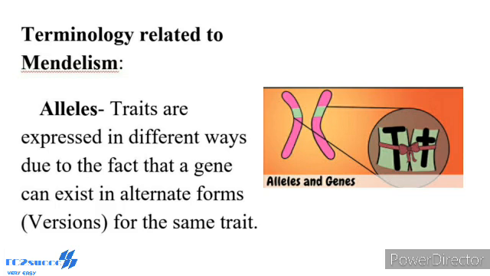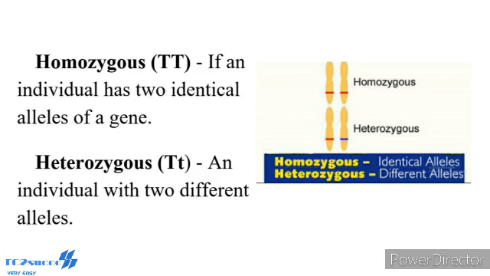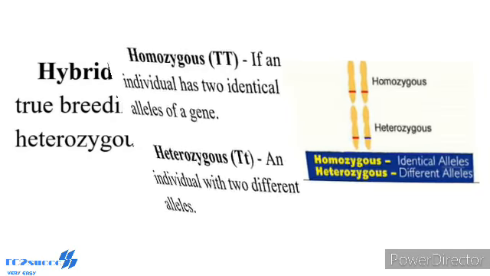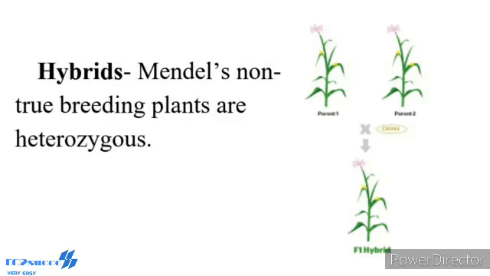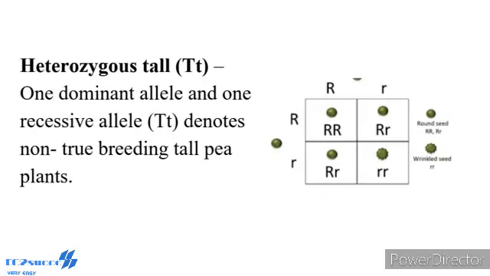Terminology related to Mendelism. Alleles: traits are expressed in different ways due to the fact that a gene can exist in alternate forms for the same trait. Homozygous: an individual has two identical alleles of a gene. Heterozygous, that is capital T small t: an individual with two different alleles. Hybrids: Mendel's non-true breeding plants are heterozygous. Homozygous recessive, small t: when both alleles are recessive, the individual is a dwarf pea plant. Homozygous dominant, capital T: an individual with two dominant alleles is a tall pea plant. Heterozygous tall, capital T small t: one dominant allele and one recessive allele denotes non-true breeding tall pea plants.